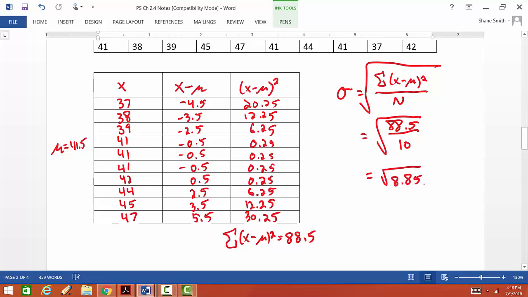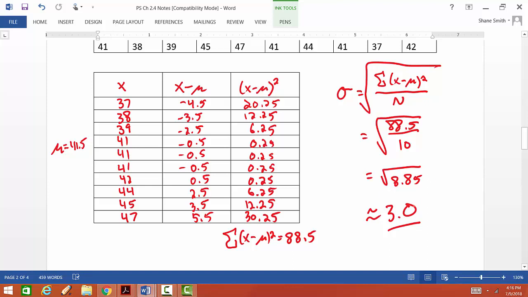So 8.85 has a special name. That is the population variance. But to find the standard deviation, we take the square root of the variance. And we end up with a number that's approximately 3.0. And I'm just going to round to one decimal place. And yes, 3.0 is different than 3.